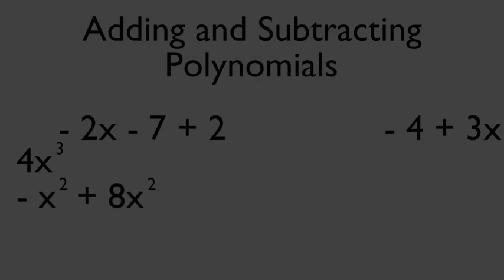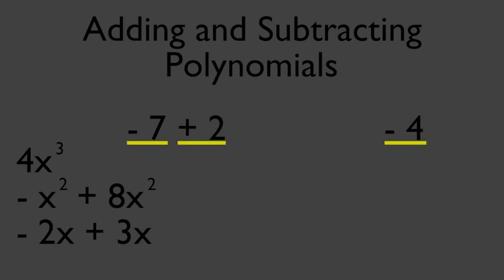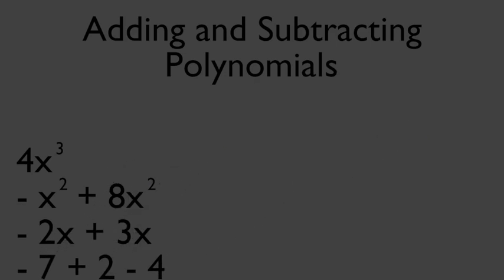And then we'll take the x to the first powers, which is the negative 2x, as well as the 3x. So we'll go ahead and isolate them. And then we'll take the constant terms, which is negative 7, the positive 2, and the negative 4, and then we'll go ahead and take those and isolate them. So we've isolated all our terms now that have the same variable as well as the same power.